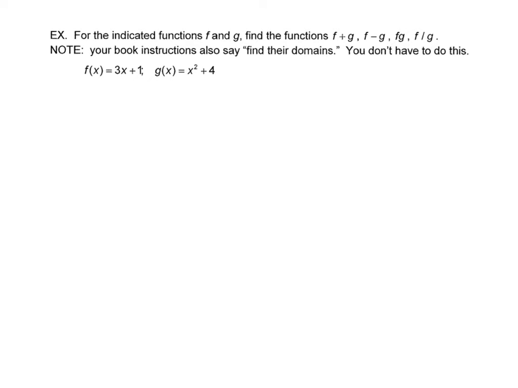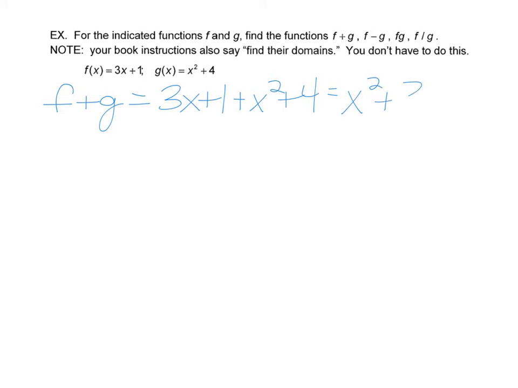So we're going to start with f plus g. That just means we combine like terms. It would be the f function, 3x plus 1, plus the g function, x squared plus 4. And when we combine like terms, we would have x squared plus 3x plus 5.